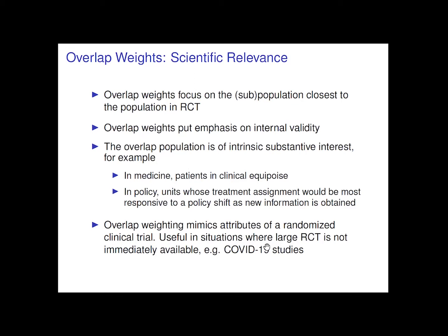It's useful in situations where a large randomized trial is not immediately available, for example, the COVID-19 study. I'm saying this because this point has been made in a recent JAMA Cardiology editorial, which called for using overlap weights as a primary statistical method for the analysis of COVID-19 at this point. Again, I didn't make this up.